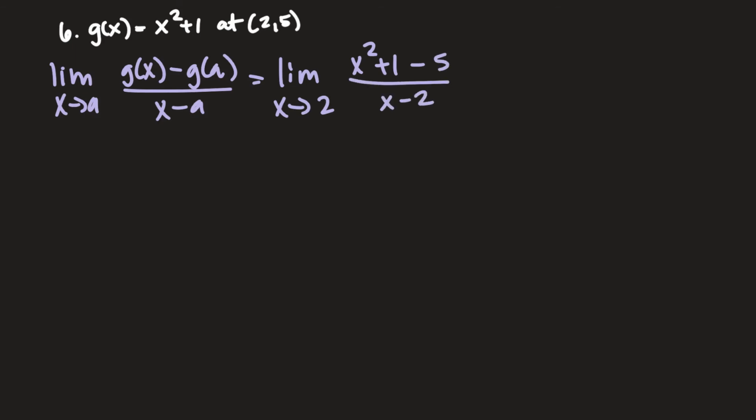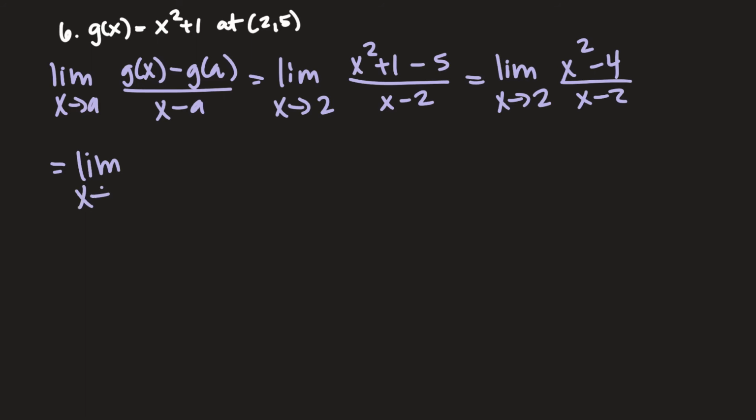So clearly we can't plug in at this point because it would make my denominator 0. So I have the limit as x approaches 2 of x squared minus 4 over x minus 2, which conveniently factors. So I have the limit as x approaches 2 of x plus 2 times x minus 2, all over x minus 2. So beautifully enough, these will go away.